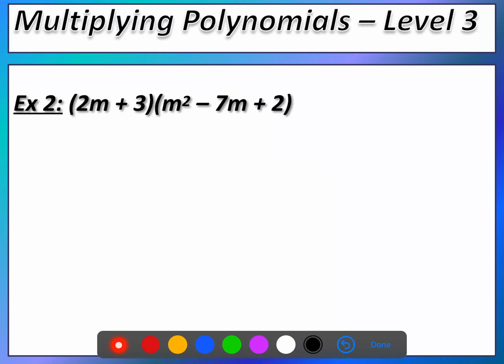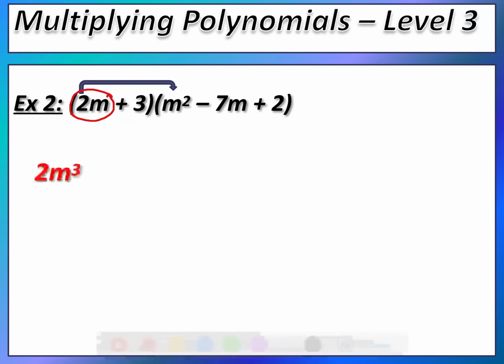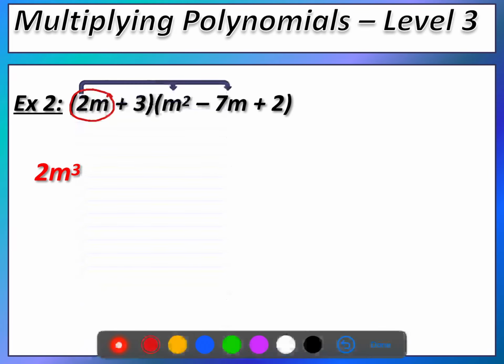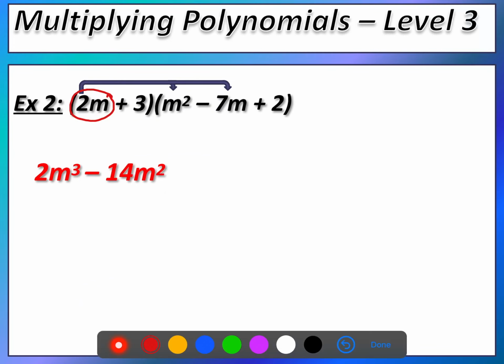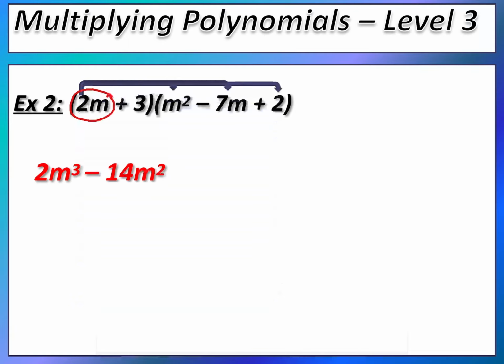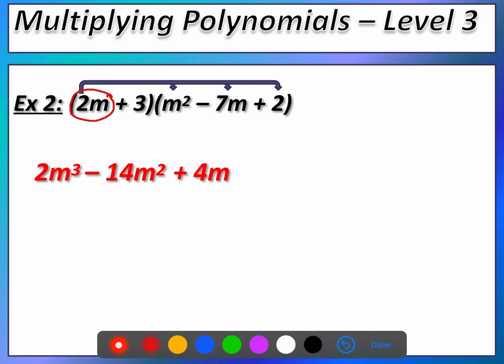We'll do one more of these. Okay, so remember, start with the first term in the binomial. Pick a color that stands out here, and distribute that one at a time to everything in the trinomial. Okay, so to the m squared gets us 2m cubed. Distribute to the negative 7m. It's minus 14m squared because it's m to the first times m to the first, and we add, and plus 4m.